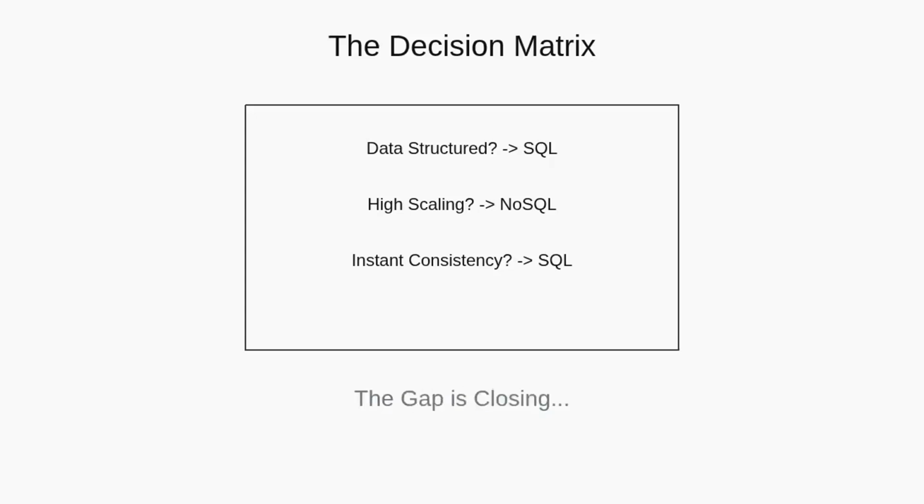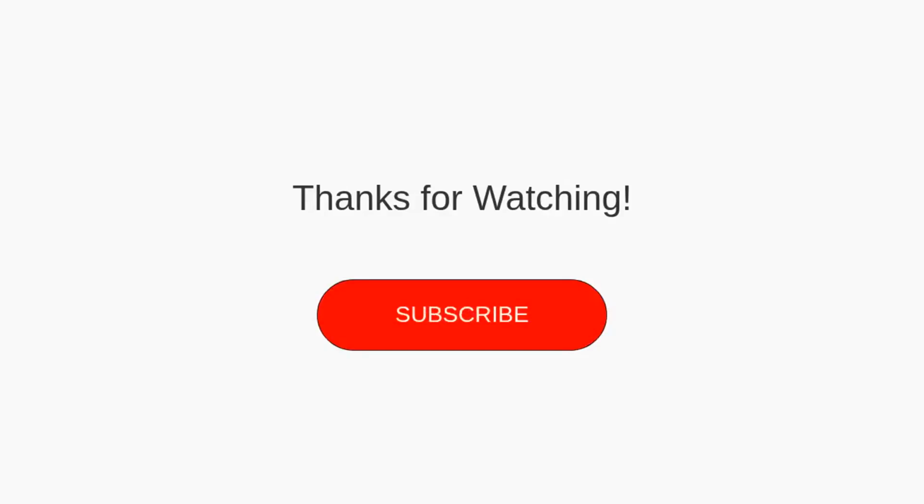Remember, the gap is closing. Modern SQL databases like Postgres now support JSON-B for NoSQL-like flexibility, and some NoSQL databases are adding ACID transaction support. The SQL versus NoSQL debate is becoming less about which is better and more about which is the most efficient for your specific workload. Take the time to profile your data patterns before you commit to an engine. Database technology is constantly evolving, but the core principles of relational and non-relational data remain. Whether you choose the structured reliability of SQL or the fluid scalability of NoSQL, understanding these trade-offs will make you a much better engineer.